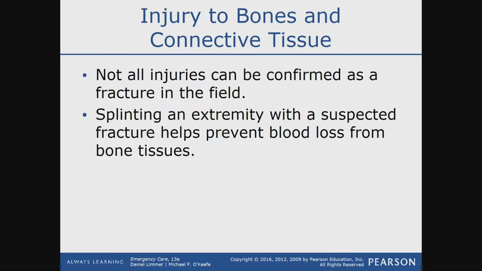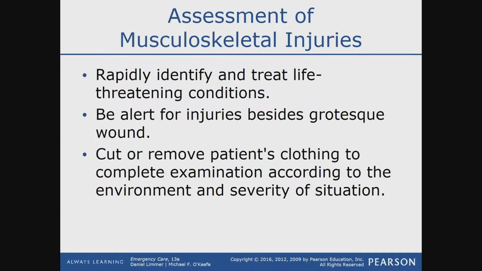All right, so not all injuries can be confirmed as a fracture in the field. Sometimes your patient just may have a really big hematoma and it may look like they have a fracture, but it really is just extensive tissue damage. And I talked about a hematoma, it's just a really, really big bruise. A lot of vessels are damaged, a lot of tissue is damaged. See, splinting an extremity with a suspected fracture helps prevent blood loss from bone tissues. I don't think I have to explain that one because I already talked about that.